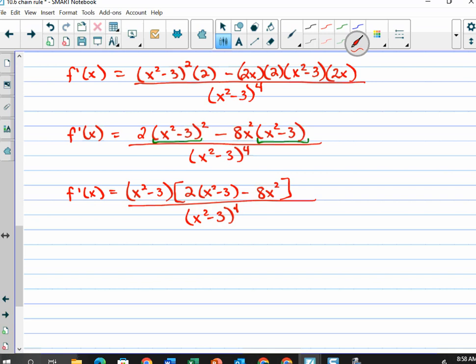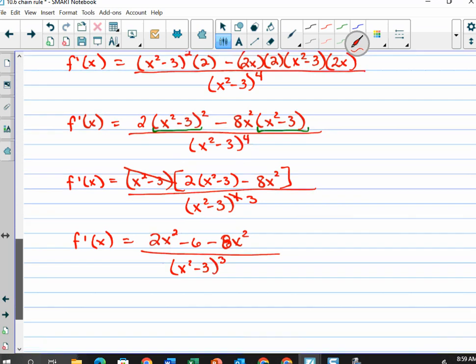What happened with the minus? It was the 8. All right. Do you see that this is going to cancel one of those out? Okay. Let's go ahead and simplify the numerator a little more also. That could be 2x squared minus 6 minus 8x squared. The denominator is just x squared minus 3 cubed.